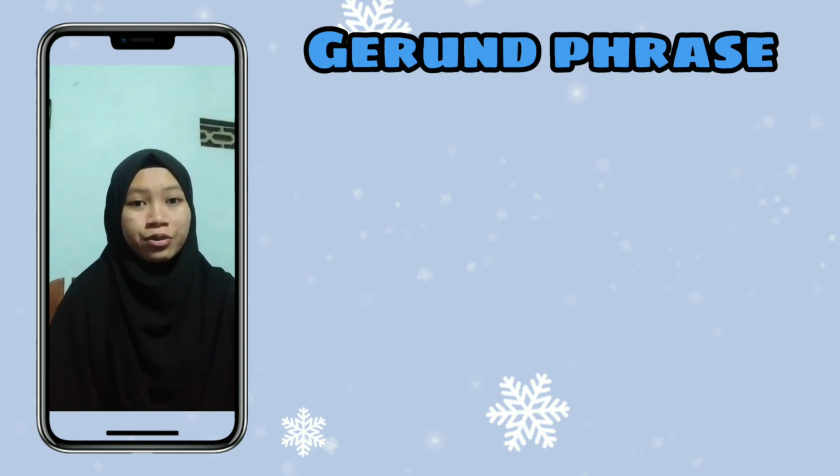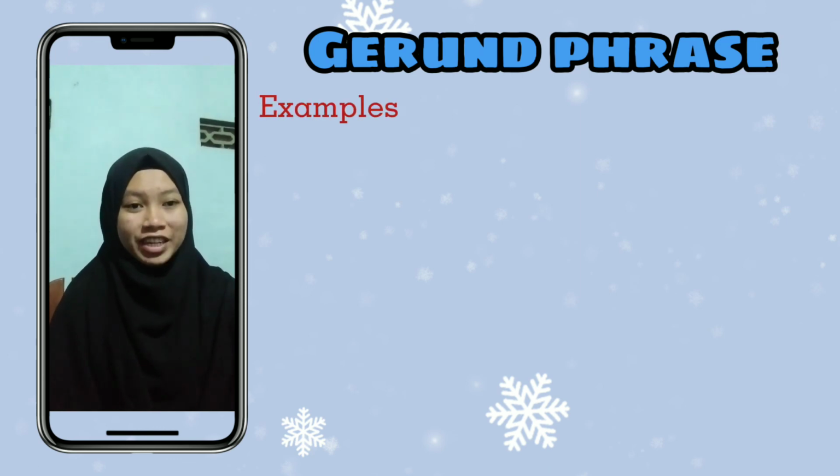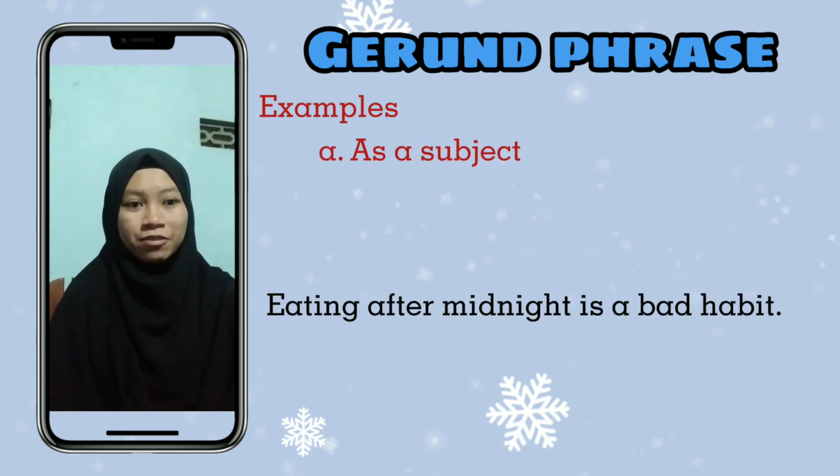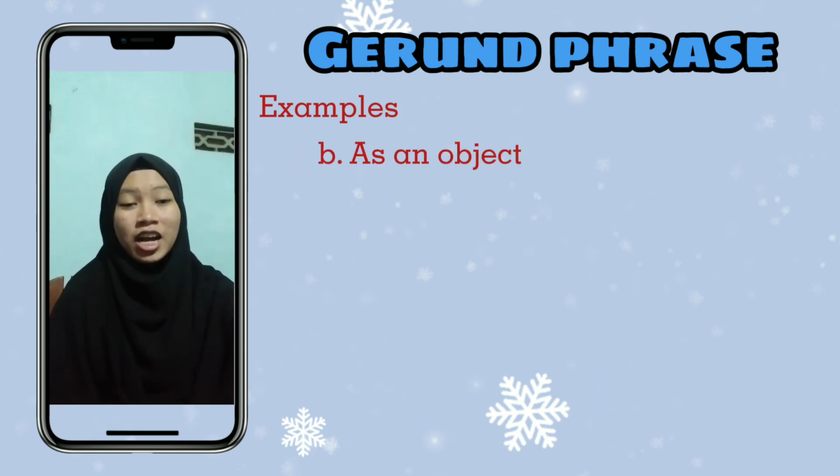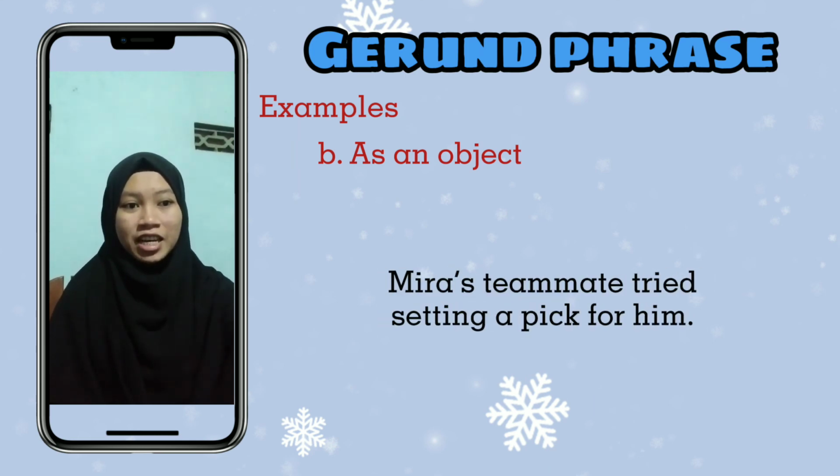I wanna give you examples of gerund phrase. Number 1, gerund phrase as a subject. For example, eating after midnight is a bad habit. In this sentence, the gerund phrase is eating after midnight. As an object, for example, Mira's teammate tries setting a pig for him. In this sentence, the gerund phrase is setting a pig for him.